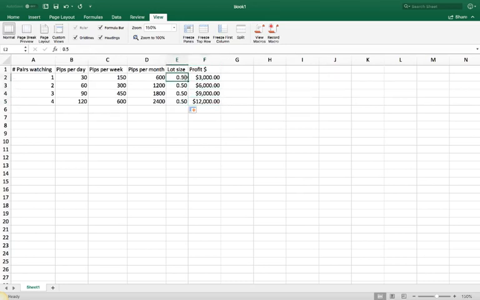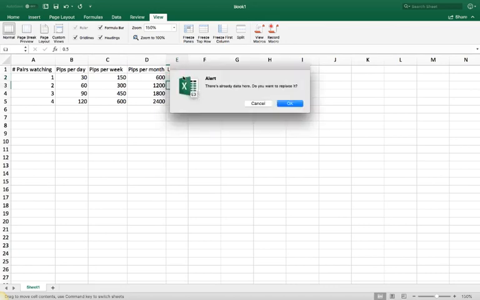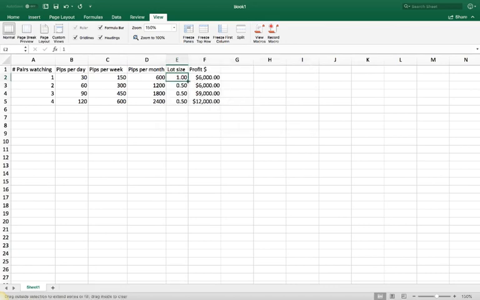So if you can up your lot size, let's take it to one lot, because the goal is to be able to trade standard lot sizes, and trade multiple pairs and get this kind of income. Just watching one pair, scaling up to one lot size, that's $6,000 extra a month, 30 pips a day. So it's not about working harder.